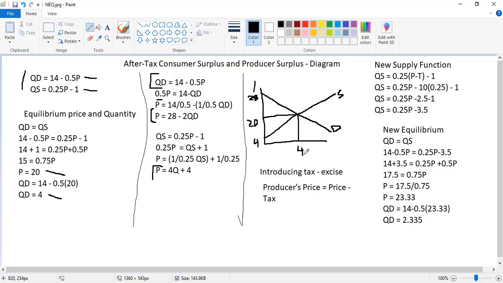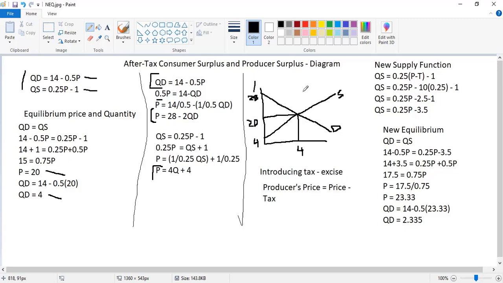In this situation, the producer was receiving 20 cedis from the customer. So if the customer buys 4 units, each unit is 20 cedis, so 20 times 4 would be the revenue for the producer. But the moment the government introduces an excise tax, which affects the producer, it means that the amount the producer is going to receive for himself is going to reduce, because a portion is going to go to the government.